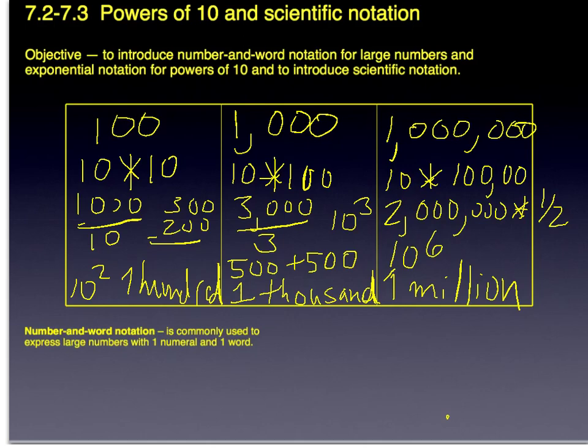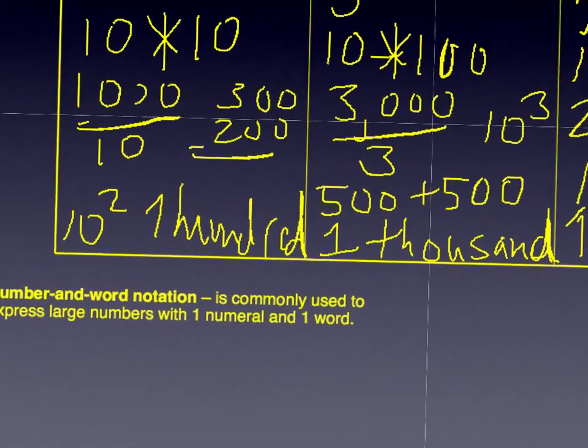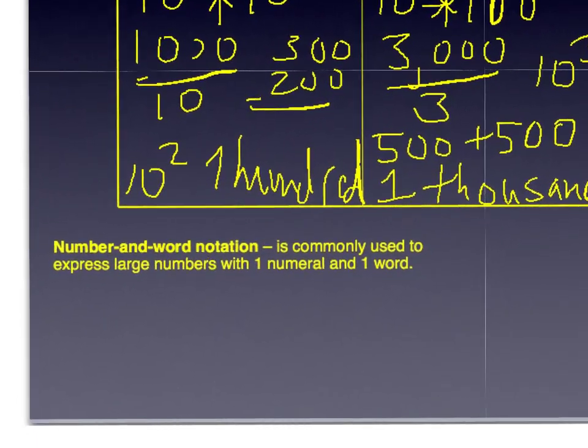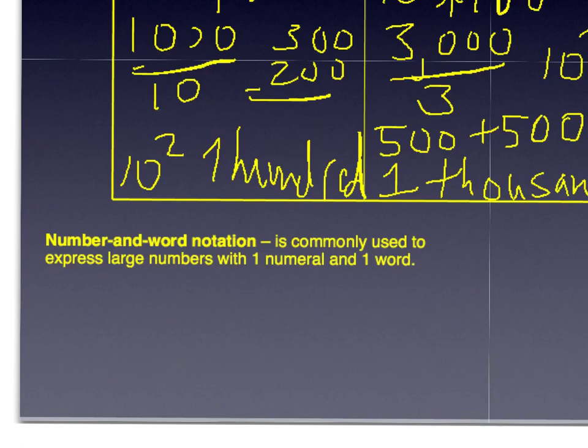But you notice that you can use different operations, you can use exponents, you can use numbers and words. And that's one of the things that we want to focus on right now, number-word notation. Okay. Woo! Mr. Shanto, getting all crazy there. Zoom. Okay. Number-word notation is commonly used to express large numbers with one numeral and one word.